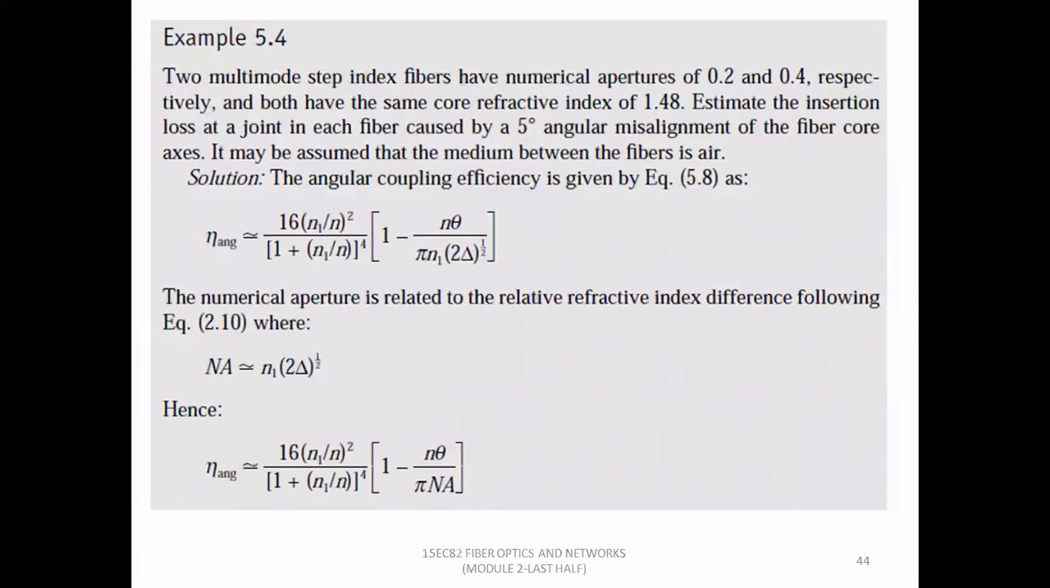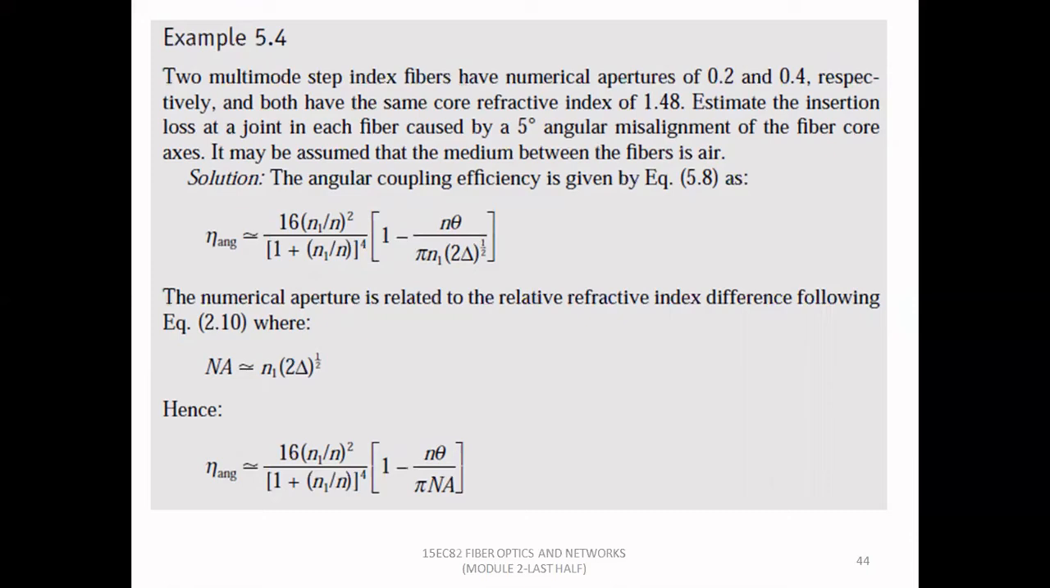Two multimode step index fibers have numerical apertures of 0.2 and 0.4 respectively, and both have the same core refractive index of 1.48. Estimate the insertion loss at a joint in each fiber caused by a 5-degree angular misalignment of the fiber core axis. It may be assumed that the medium between the fibers is air. Solution: the angular coupling efficiency is given by equation 5.8 as 16 (n1/n)^2 divided by (1 + n1/n)^4, into [1 minus (n θ)/(π n1 (2Δ)^(1/2))].